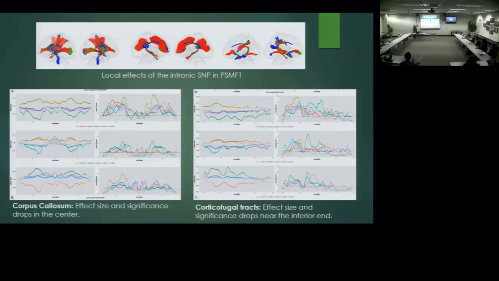This is the corpus callosum. You can see that significant effect size drops in the middle of the tract where it myelinates first. And the same thing if you look at these corticofugal tracts that connect the cortex to the spinal cord, you can see that significance and effect sizes drop as you get deeper into the brain.